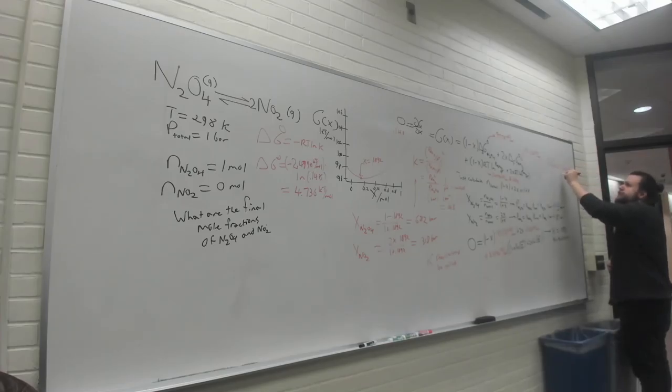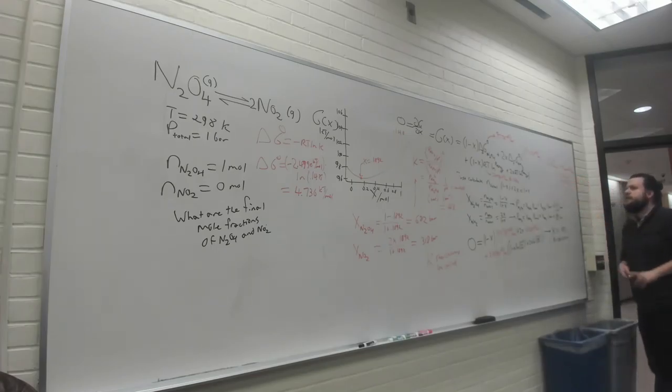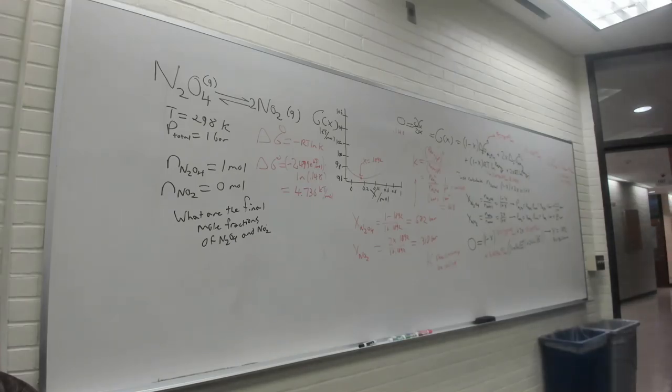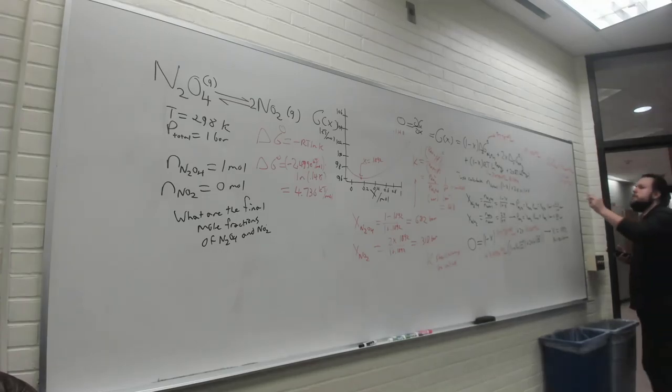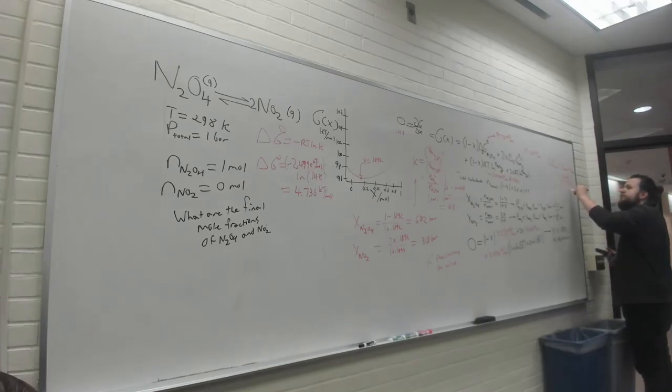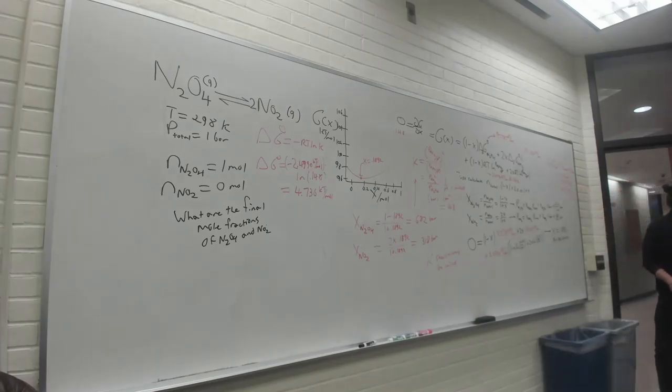Which is going to be 2 times, NO2, there's two moles, so it's 2 times 51.258 minus 97.787 kilojoules per mole, and I bet you it's the same number. This is just an internal consistency check. 4.73 kilojoules per mole. Everything works out.